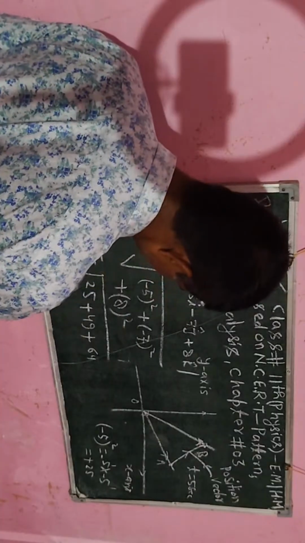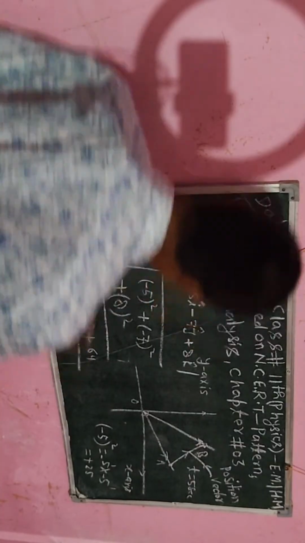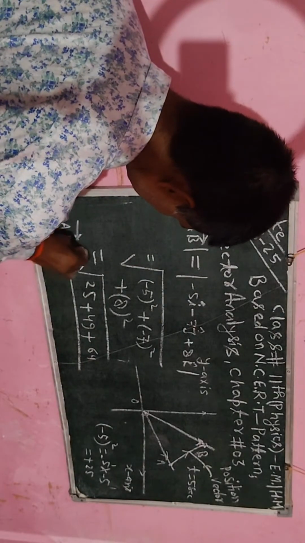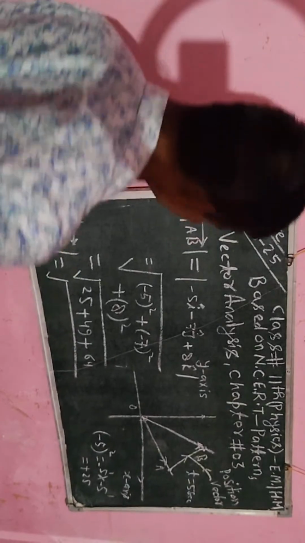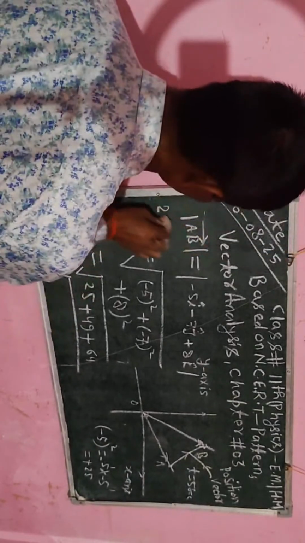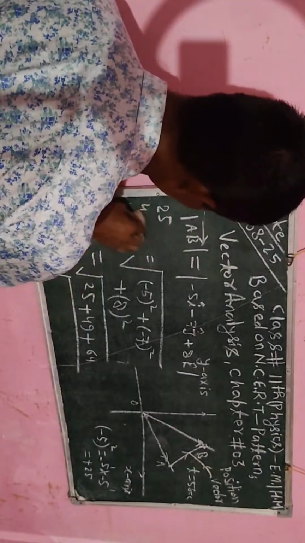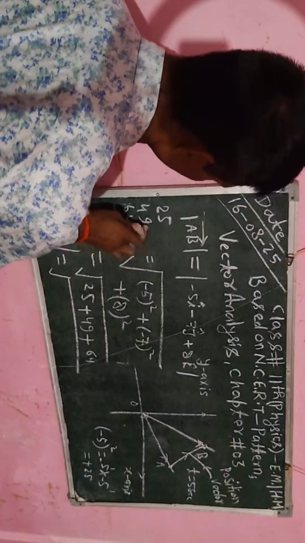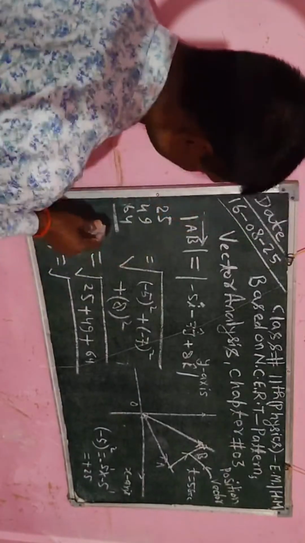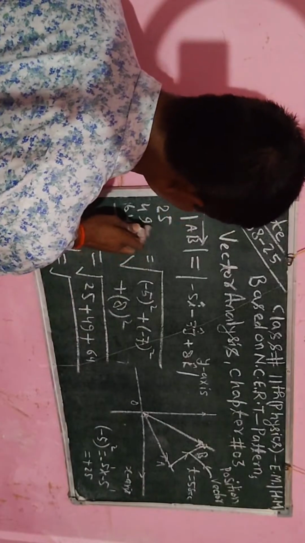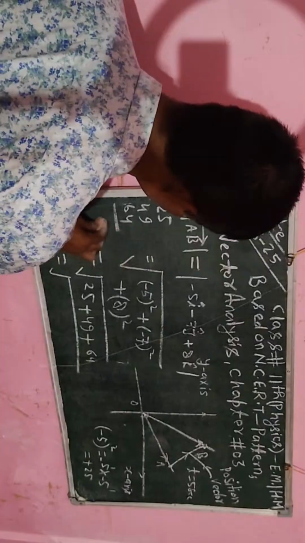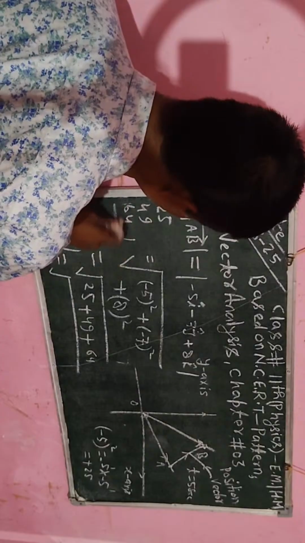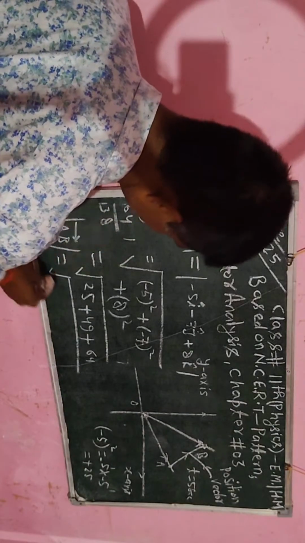Now I will take its summation. Now on the left hand side I have to write the modulus of the vector, which will be positive. Now here I will add 25 plus 49 plus 64. 5 plus 9 plus 4 is 18, carry will be 1. So 2 plus 4 is 6, 6 plus 6 is 12, plus 1 is 13. So here I will write 138.